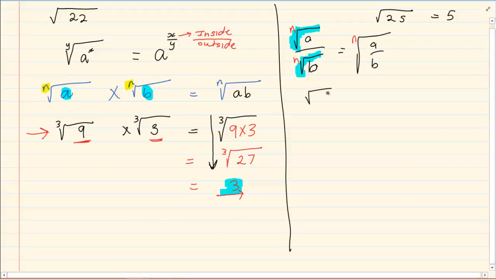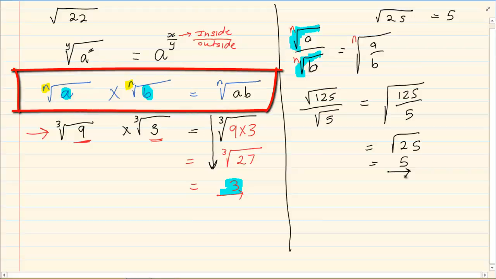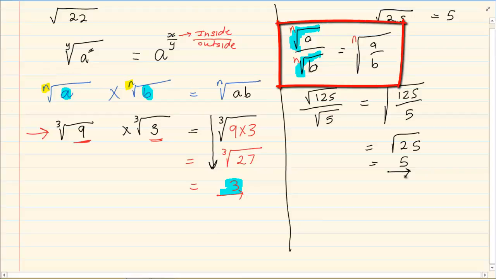So if we've got the following question, the square root of 125 over the square root of 5. Now you know the square root of 125 is not something you can simply solve without a calculator. But if I put it under one fraction, then I would have had the square root of 125 divided by 5, which is the square root of 25, which gives us a perfect 5. Again, without the use of a calculator. There's two rules that you've learned. The multiplication rule and the division rule.